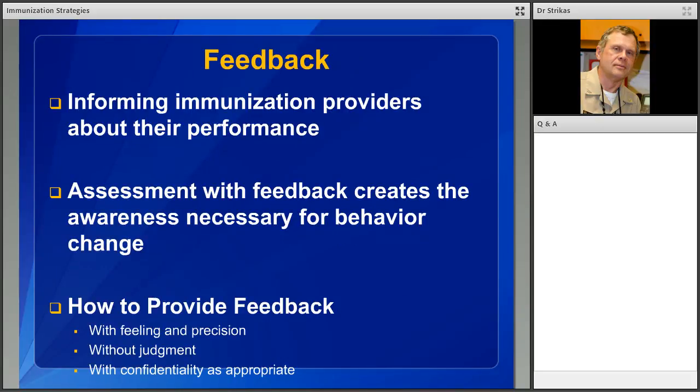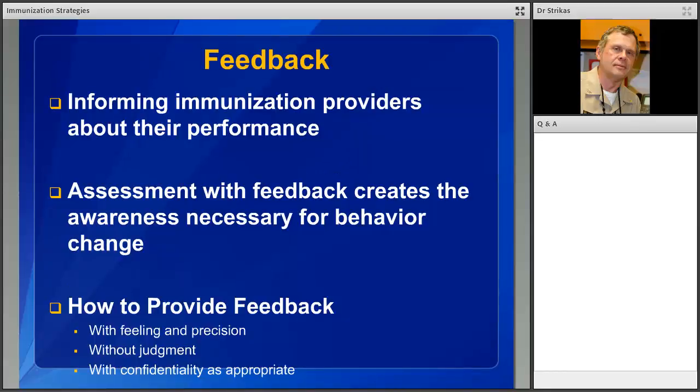Feedback is informing immunization providers about their performance in delivering one or more vaccines to a defined client population. The work of assessment is of no use unless the results are fed back to persons who can make a change. Assessment, together with feedback, creates the awareness necessary for behavior change and improved performance. Feedback usually includes the immunization program representative meeting with provider staff and discussing the results of the assessment to determine the next steps to be taken. This may take 1 to 2 visits.